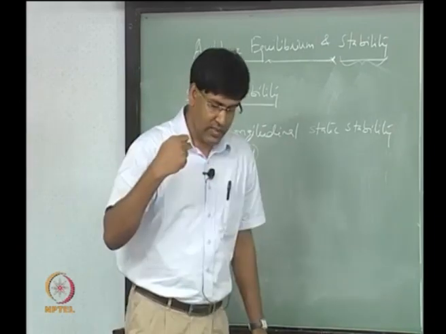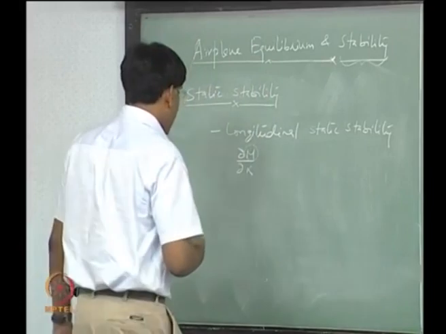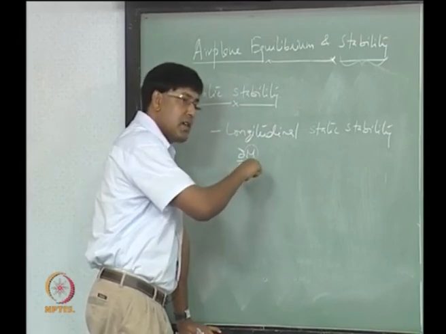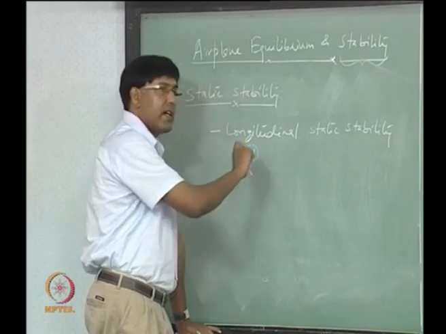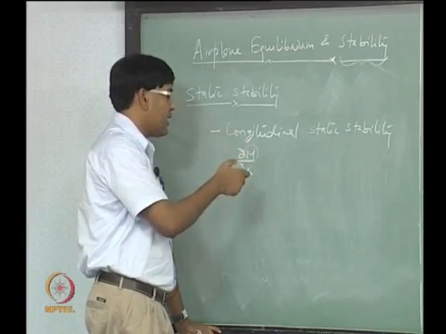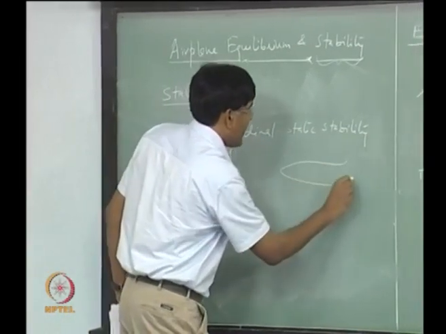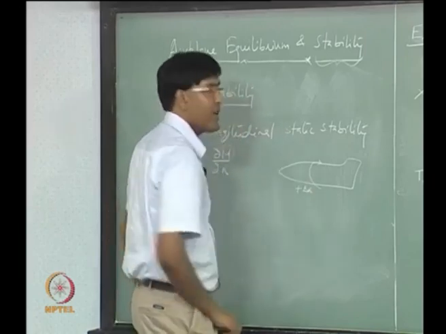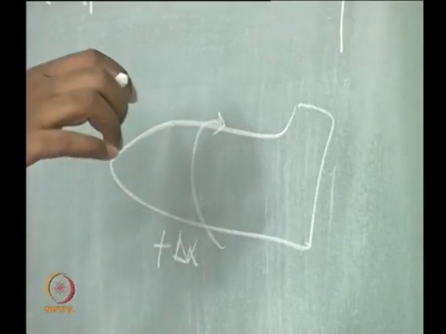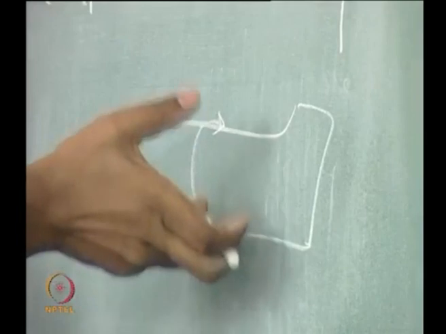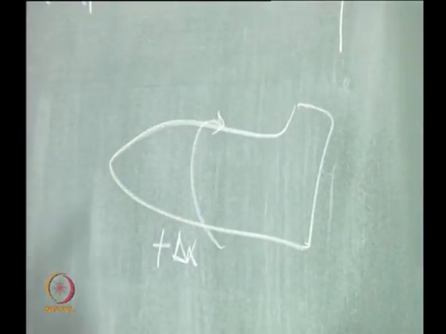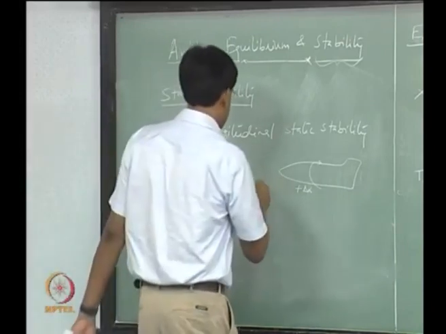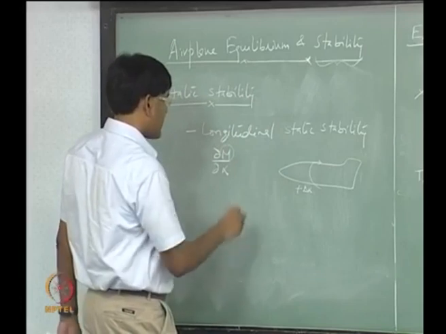Stability is the inherent property of the aircraft. So as soon as there is a disturbance, and that disturbance is creating a pitching up moment, pitching up motion of the aircraft, so delta alpha is changing in the positive direction. So the aircraft is pitching up when there is a positive change in angle of attack. Whether the aircraft will naturally try to generate a pitching moment in the direction to decrease the delta alpha or not, that is related to the static stability of the aircraft, in this case, longitudinal static stability.